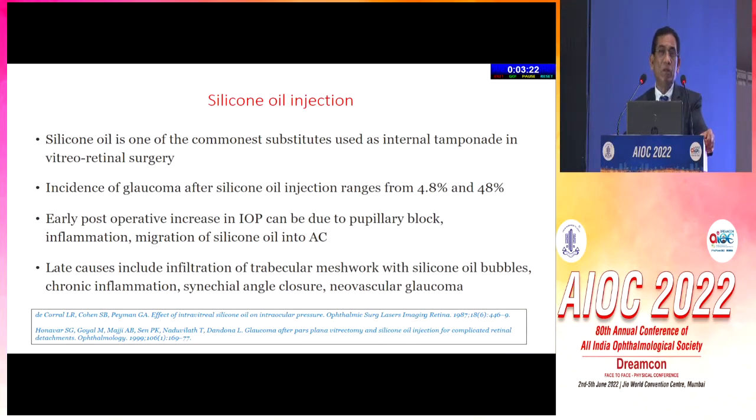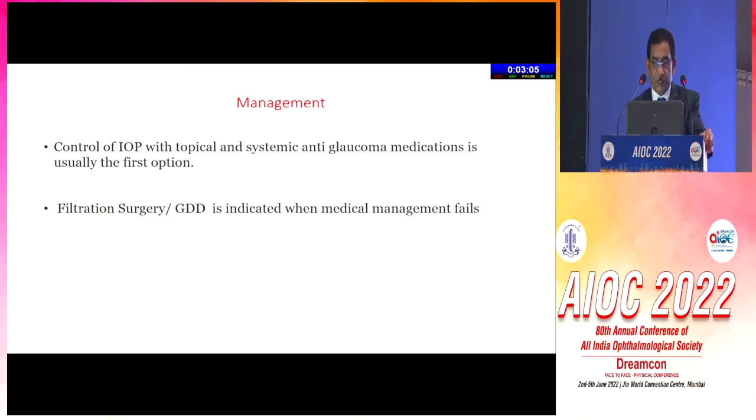Silicone oil injection is again commonly used, nowadays less commonly, but previously it was more. It also produces high intraocular pressure, and up to 48% is possible. Again, in this patient, the anti-glaucoma medication doesn't work much. You need to do surgical treatment, especially glaucoma drainage devices.